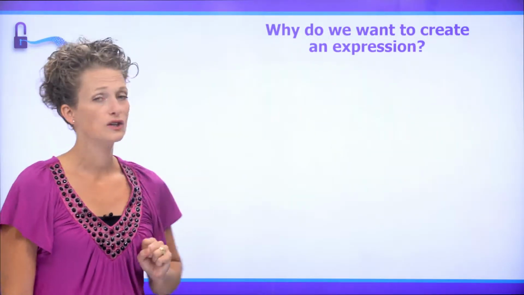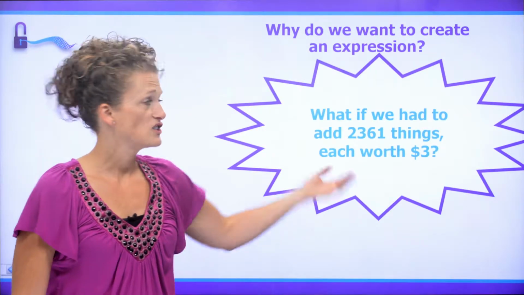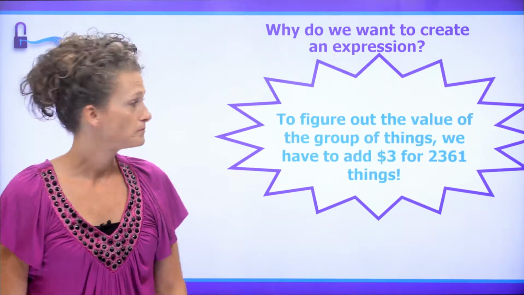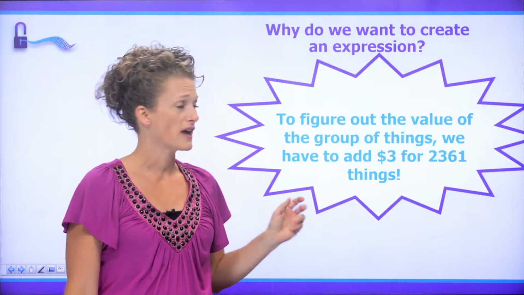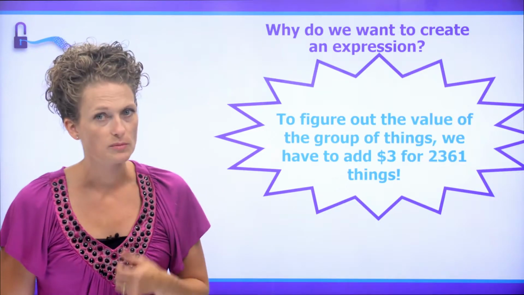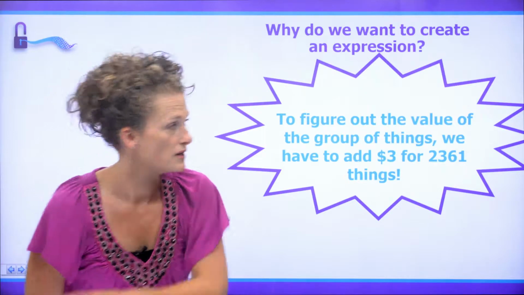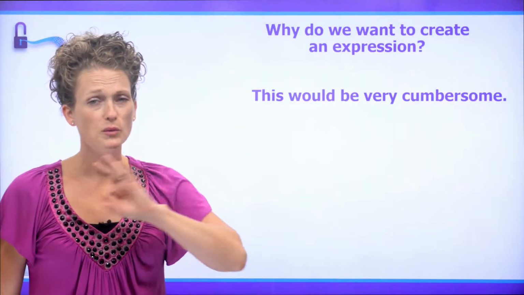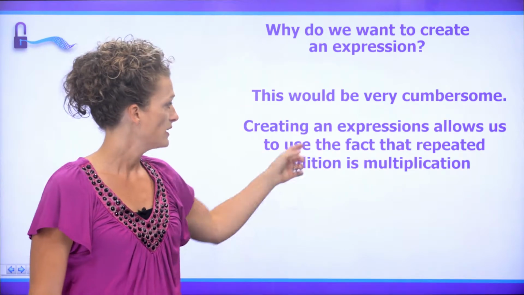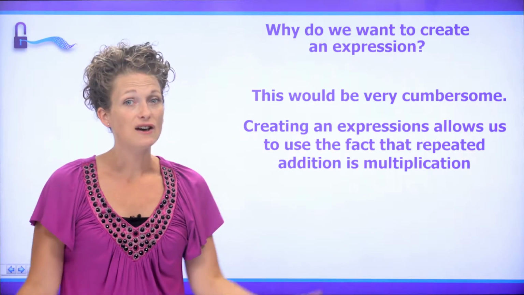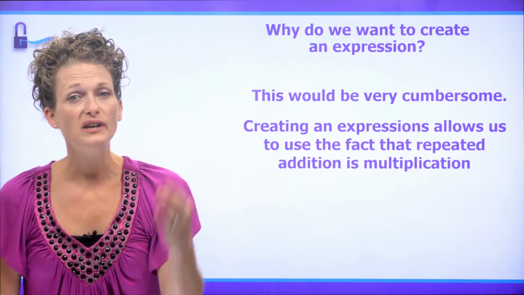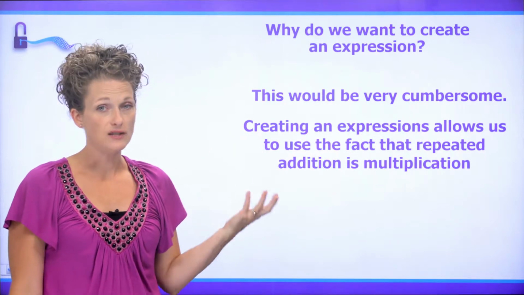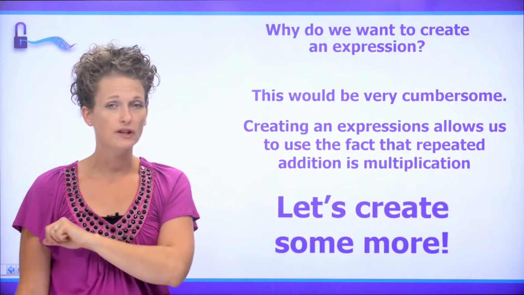All right, so why do we want to create an expression? Well, what if we had 2,361 things, each worth $3? Well, to figure out the value of the group of things, we have to add $3 plus $3 plus $3 plus $3 plus $3, 2,361 times. And that is a lot of work. It would be very cumbersome to do, so we want to avoid that. Now, creating an expression allows us to use the fact that repeated addition is multiplication. And as we saw with the bears, that's what we did. So let's create a few more.